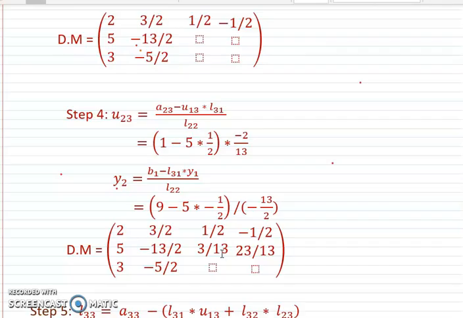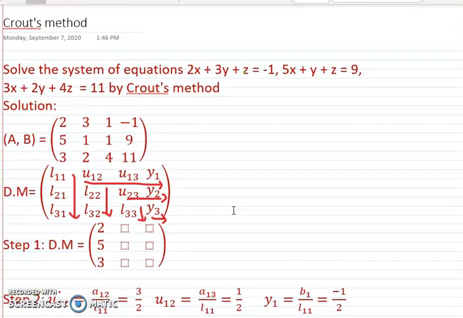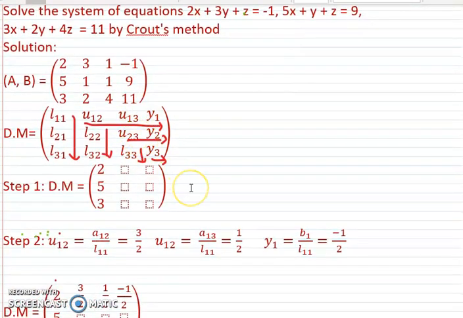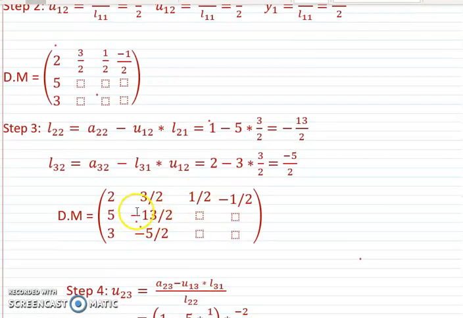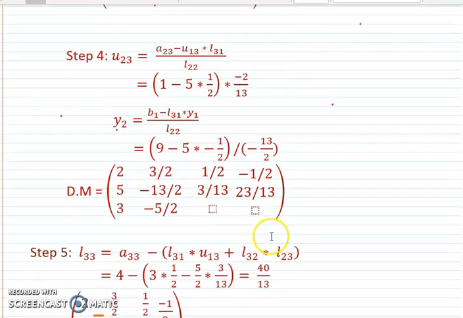Next, we calculate Y2. Y2 is obtained in the same manner, in which first we form the product of first row element 5 and first column element minus 1 by 2. This is to be subtracted from the corresponding element 9 and then divided by the extra element minus 13 by 2. So we have 9 minus 5 into minus 1 by 2, divided by minus 13 by 2. This will give you 23 by 13.